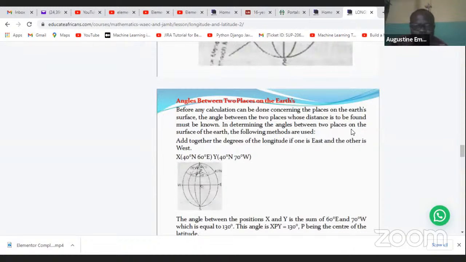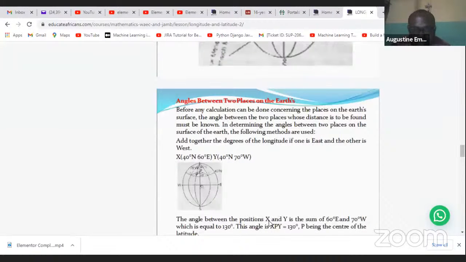Now, in determining the angle between 2 places on the surface of the Earth, the following methods are used. First, add together the degrees of the longitude. When longitudes are involved, if one is east and the other is west, that's when you add. If they are the same, you have to subtract. Looking at these points X and Y, the longitude here is east, here is west, so you must add. And if both are east, you have to subtract. So take note, you must note this.